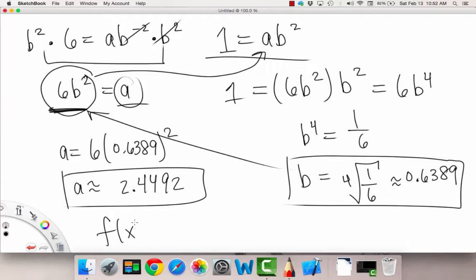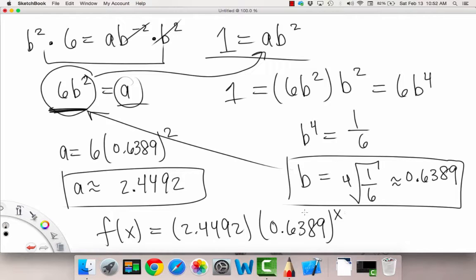So now we have f of x is equal to a times b to the x. So a is 2.4492 times b, which is 0.6389, and then raised to the x power, okay? And that is the formula for the exponential function which goes through those 2 points given in the beginning.